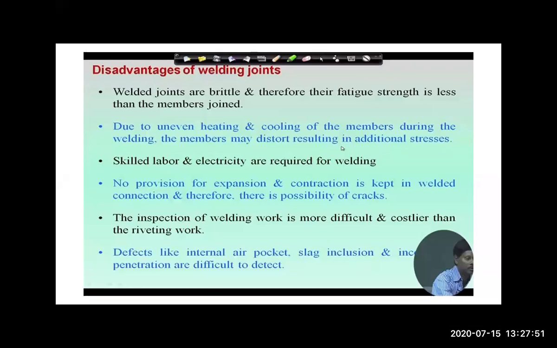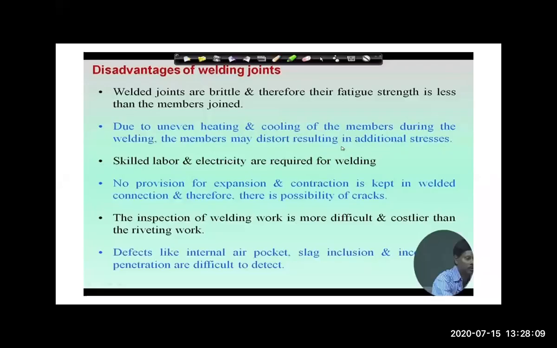Defects like internal air pockets, slag inclusion. So these are the defects, and due to these defects, there may be a decrease in the strength of the welded joints. So these are some disadvantages of the welded joints. Okay.